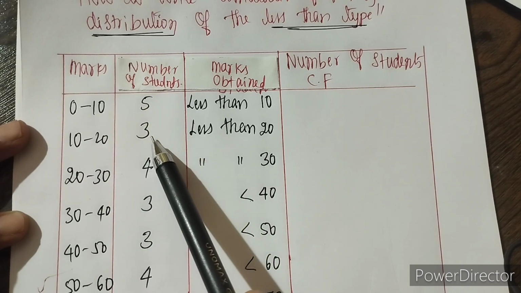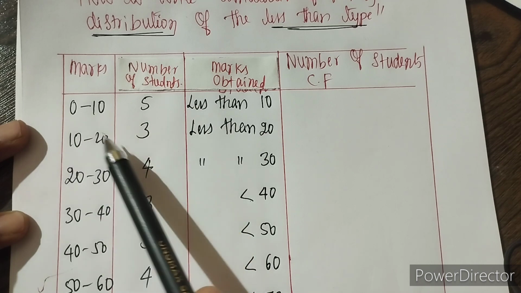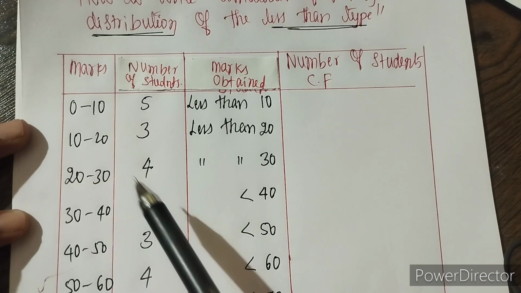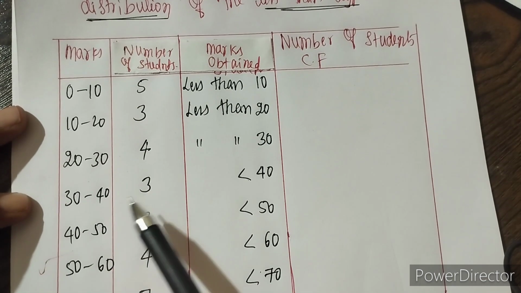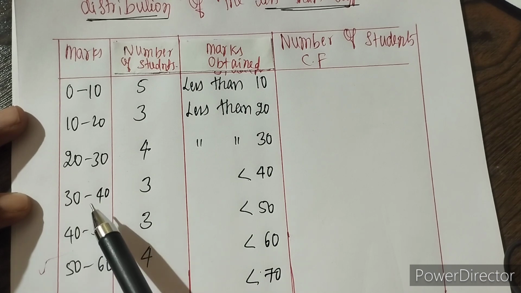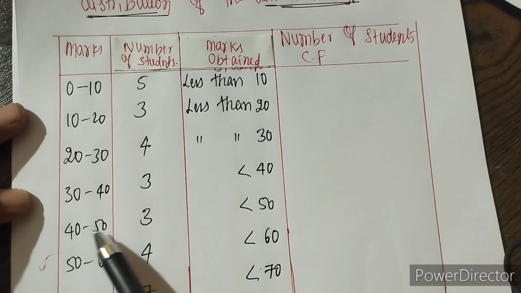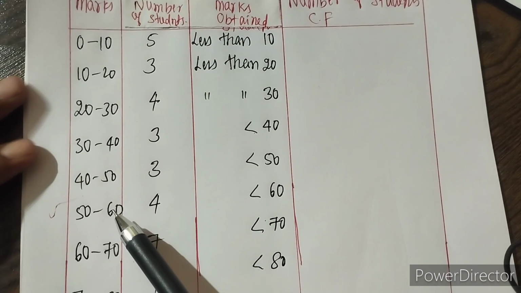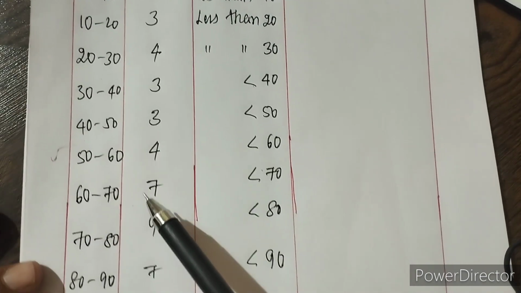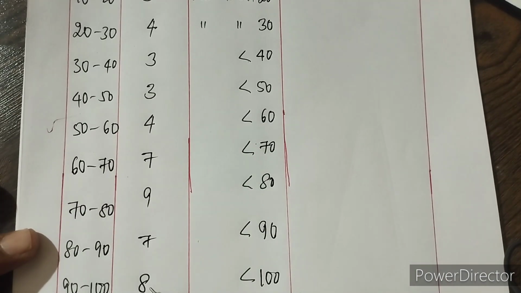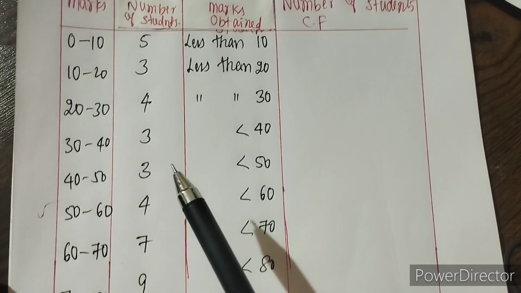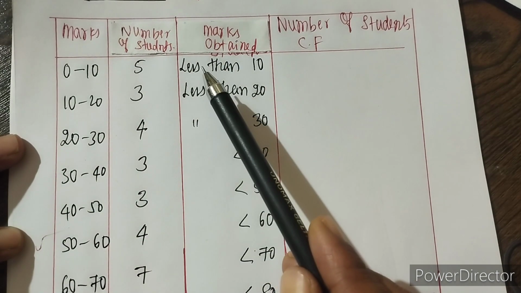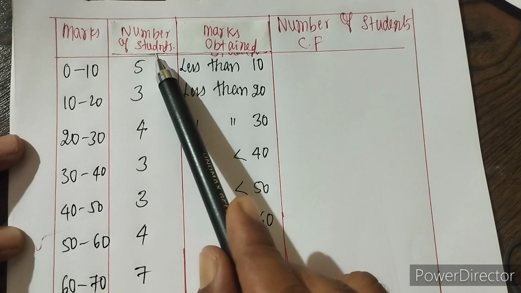In the same way, 3 students got marks from 10 to 20, and 4 students got marks from 20 to 30. Then 3 students got marks between 30 and 40. Then 3 students got 40 to 50, and 4 students got 50 to 60. And then the data is given: 7, 9, 7, 8, for the marks from 0 to 100. Look at the table, the marks and the number of students.